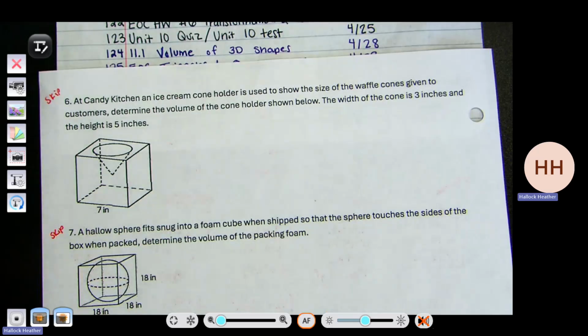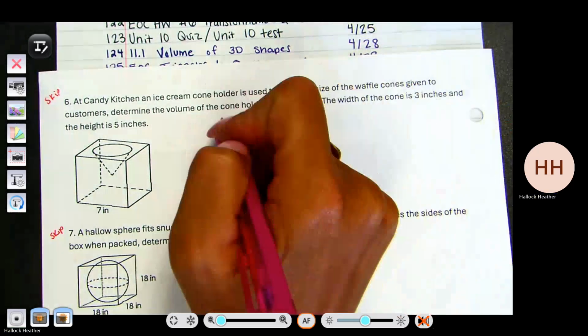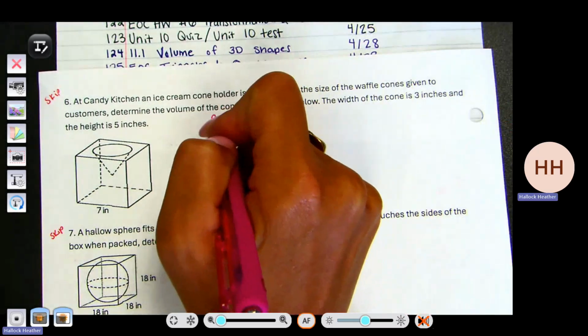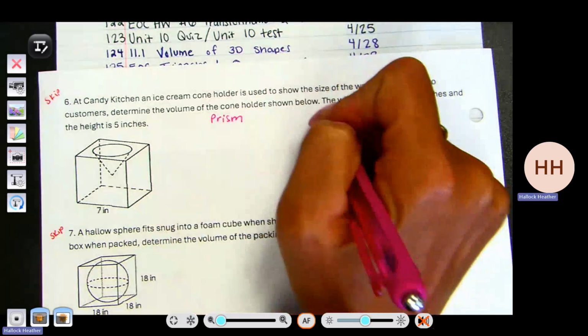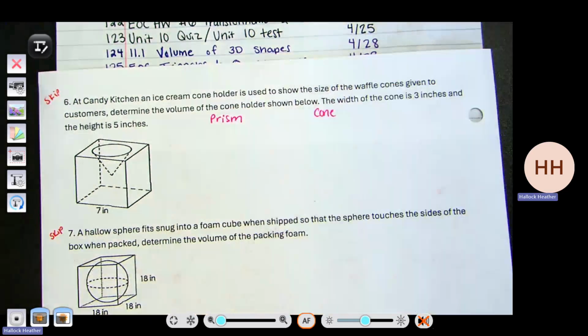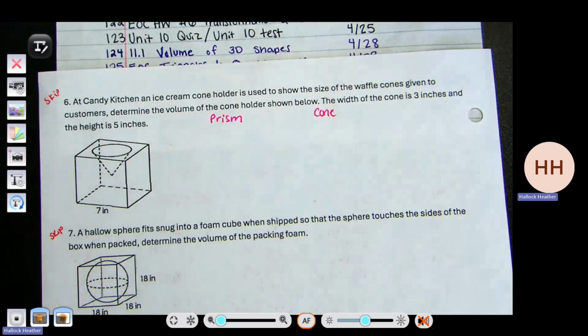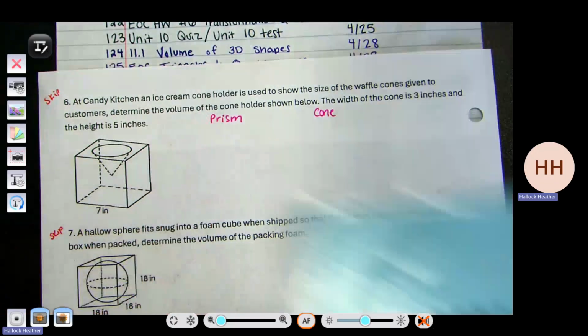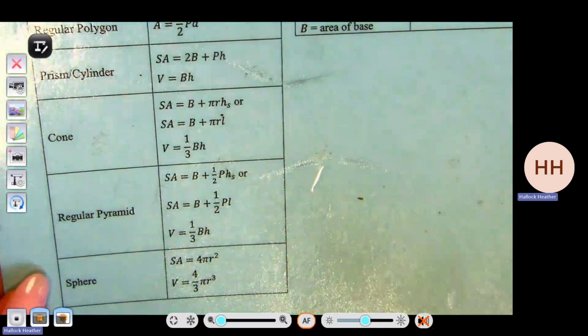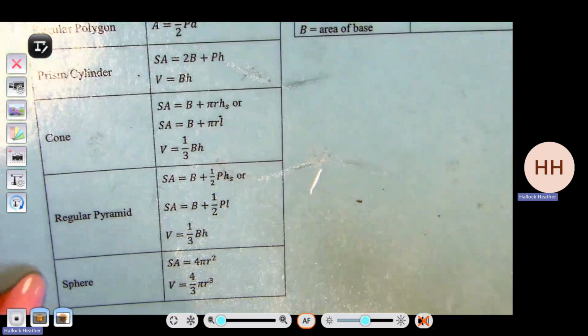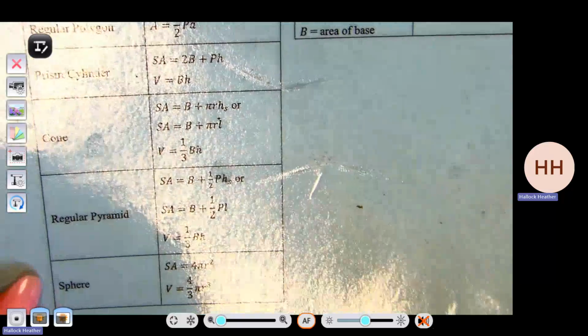So what two shapes do I have in this picture? I have a square, which is a prism. And then I have a cone. So if you look at your formula sheets for the EOC, let's start with a prism. This is what you get. I think this is very overwhelming, but I would rather you be overwhelmed now and not during the EOC. So let's find a prism.